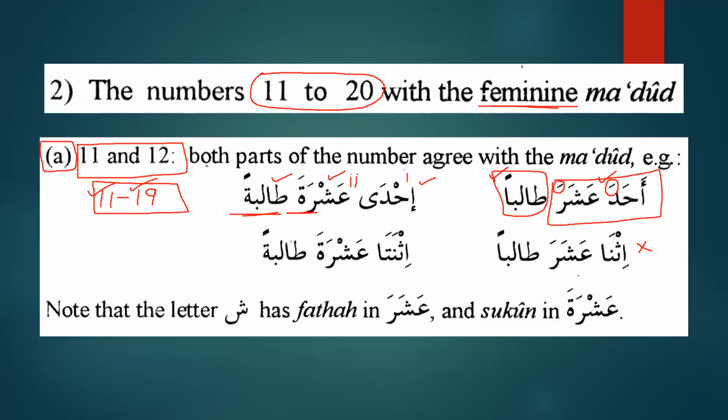Similarly, إثنا عشر طالبا, 12 masculine students. Ithna is used for masculine, ashara is used for masculine, and taliban is used for masculine. But when we talk about 12 feminine students, we will say ithnata asharata talibatan. Now we can see here ithnata is feminine, asharata is feminine, and talibatan is also feminine. And also you need to notice that the sheen, as we can see over here, has fatha, and in asharata it is sakin, and in ashara it has fatha, as we can see over here.